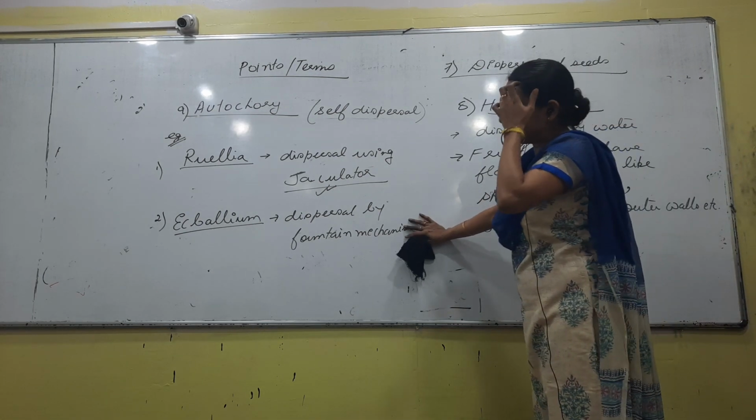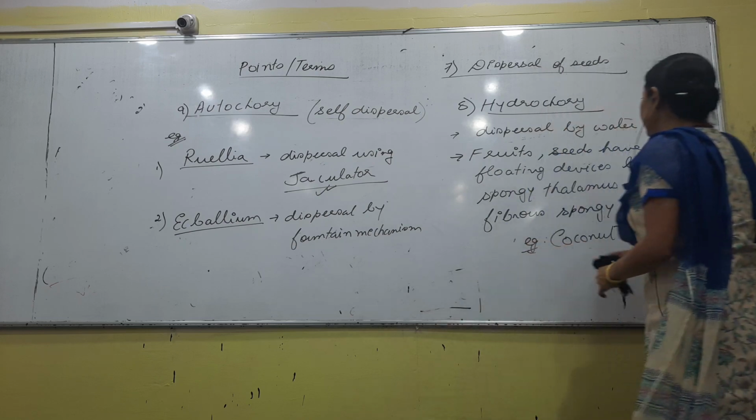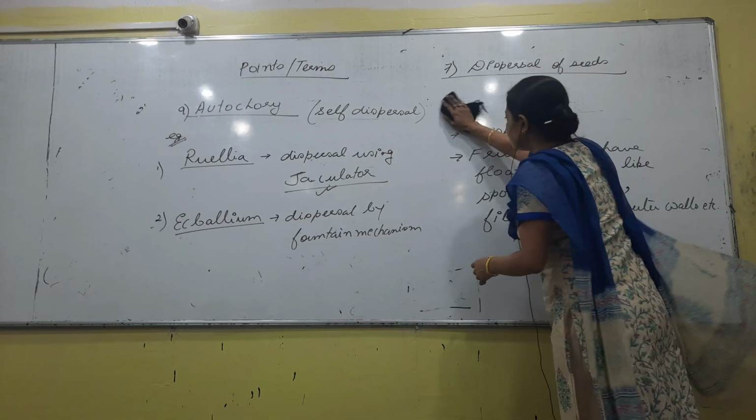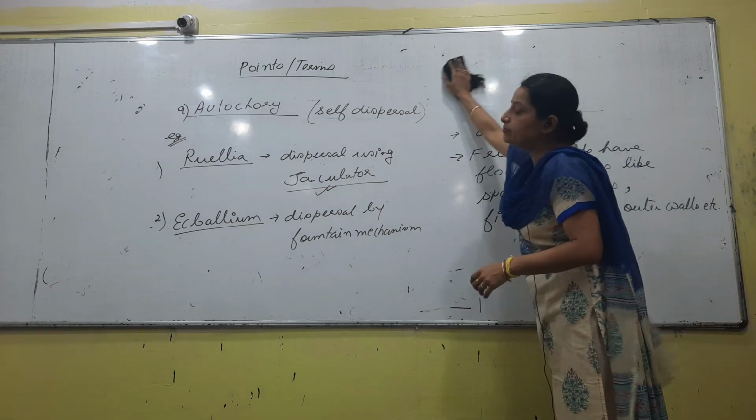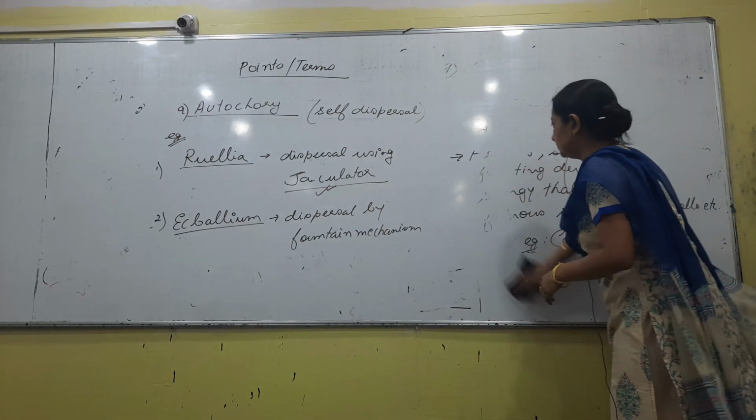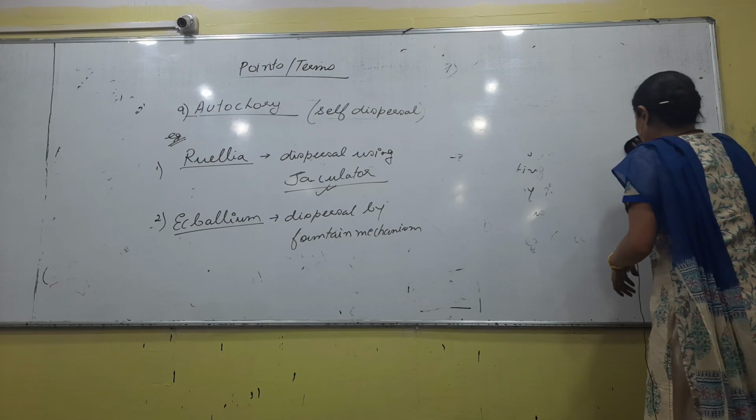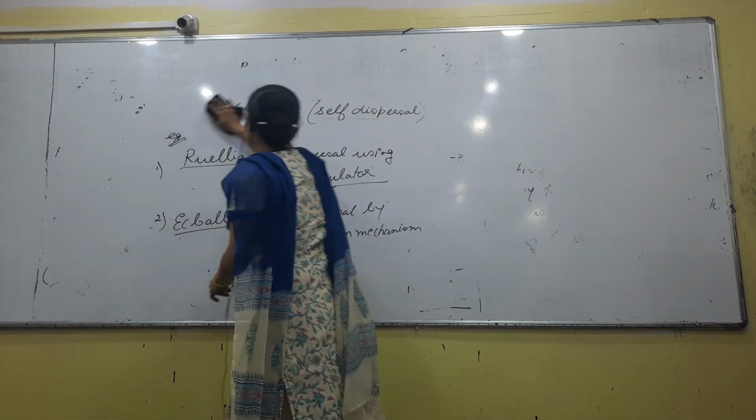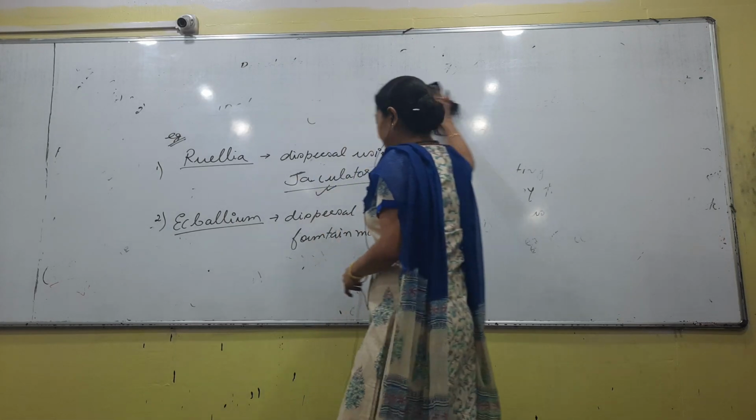Again, fountain mechanism, if a question comes, keep this in mind. Parachute, censor, rolling mechanism, jaculator. So this is all about the seed, the fruit and the dispersal section, right?